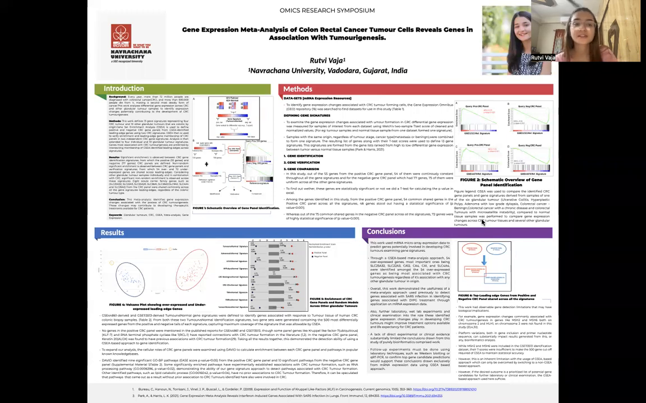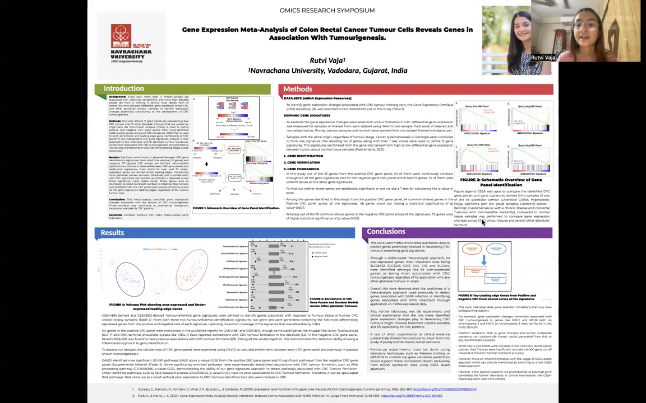Today I will be presenting my poster on gene expression meta-analysis of colorectal cancer tumor cells, which reveals genes which are associated in the process of tumorigenesis. So to start with the introduction, this is a study in which we wanted to find out if there are any specific gene signatures that are associated with colorectal cancer diseases. Colorectal cancer is very deadly, and approximately 12 million people are diagnosed every year with colorectal cancer.